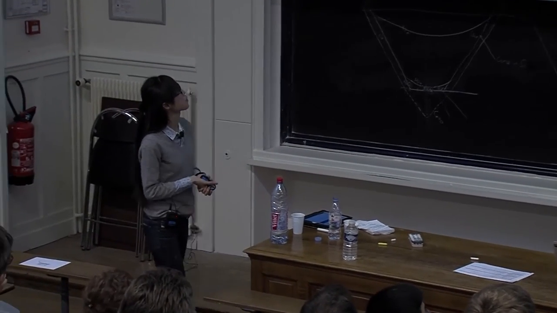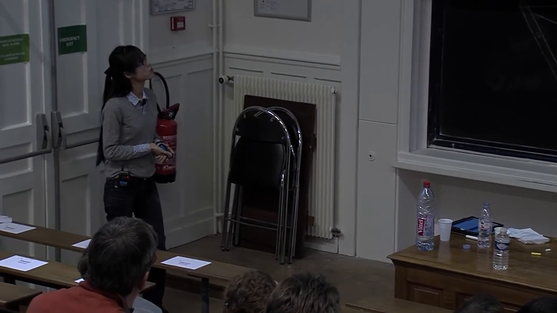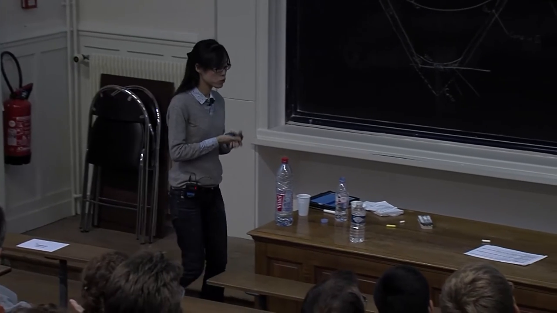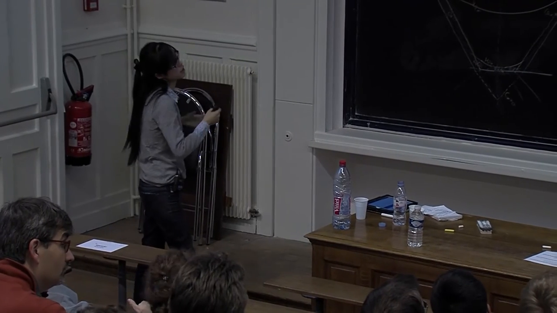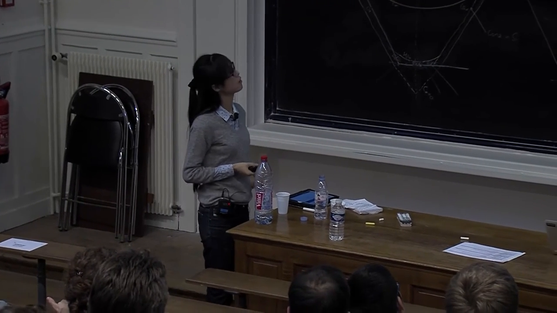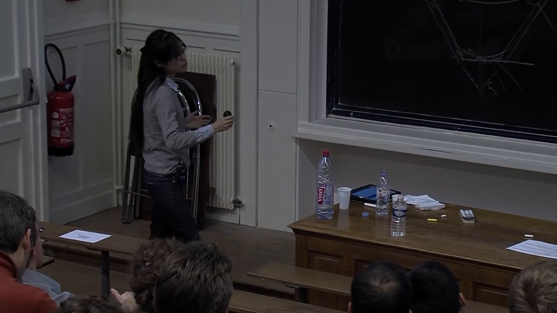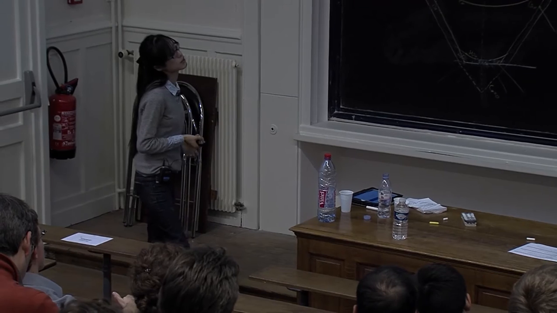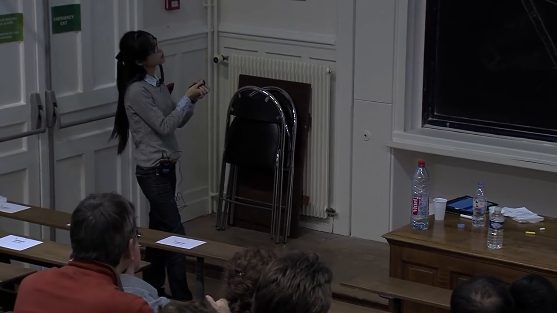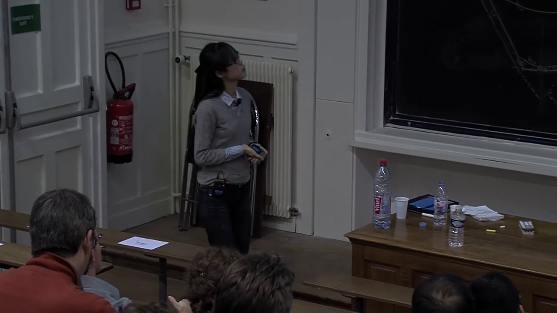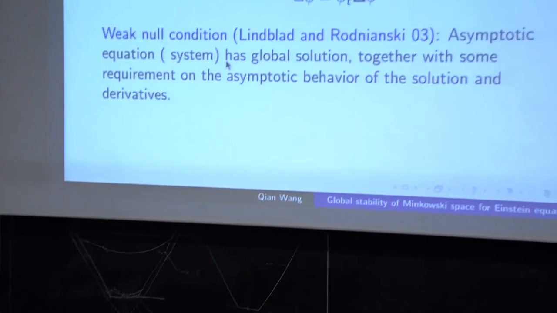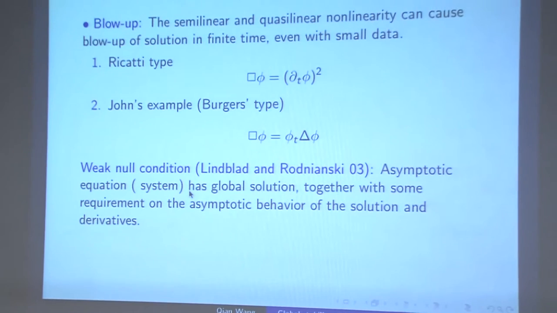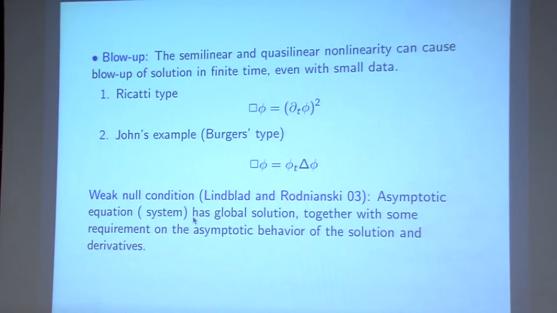This was described by Lindblad and Rodnianski, and is called the weak null condition. How do you detect this? If you decompose a wave equation relative to the null coordinates and eliminate the angular derivative and also the derivative L, what remains is the asymptotic equation or equation system. If such an equation system has a global solution, then it satisfies the weak null condition. In the next page, I will list examples of the weak null condition.